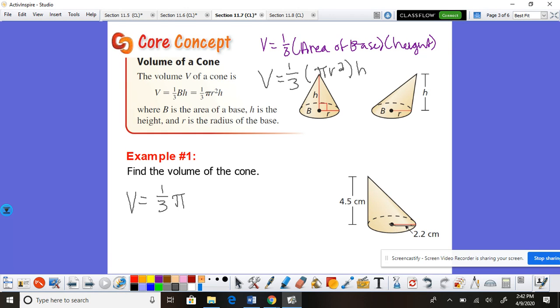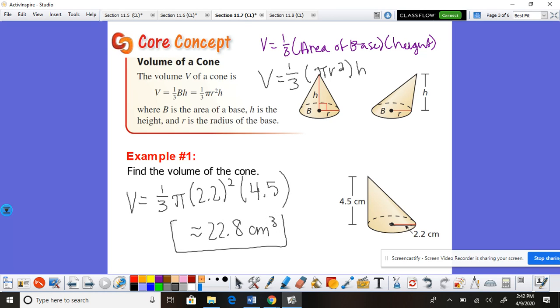Okay, so if we do an example, the volume of this is going to be 1/3 pi r squared. Well, we can see the r is 2.2 times the height, which is 4.5. And when I plug it into my calculator, I get roughly 22.8, and that's centimeters cubed.